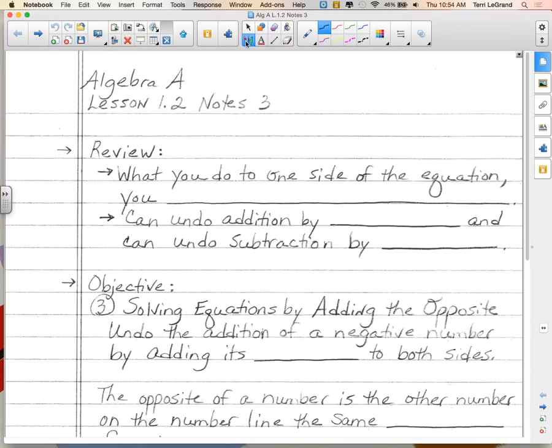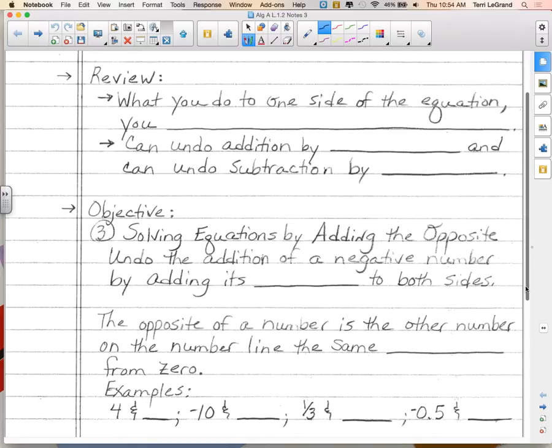So as we start our third day in lesson 1.2, let's do a little bit of review here. What you do to one side of the equation, you do to the other side. Whatever you do to one side, you do to the other side. So you don't get to just do it on one side. You have to keep the equation balanced. Remember, we talked about being fair. You have to keep the equation balanced.